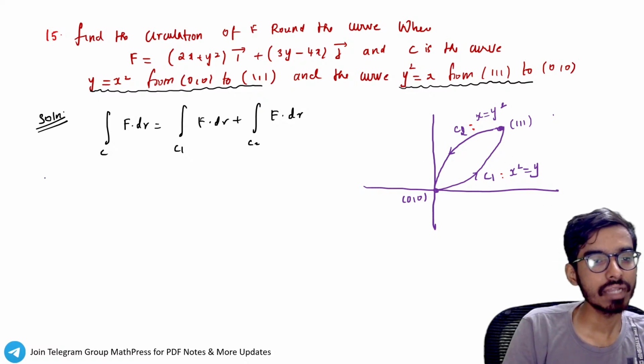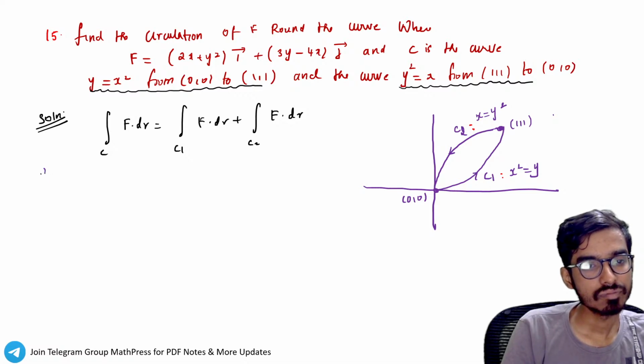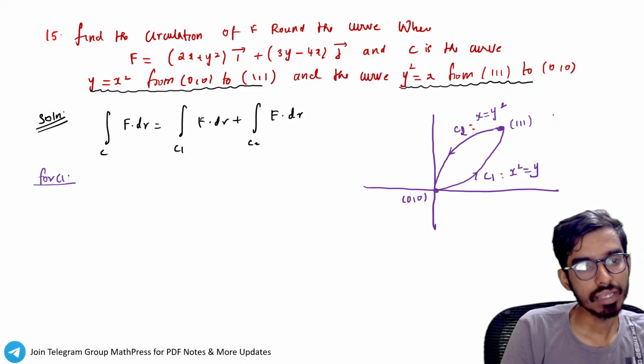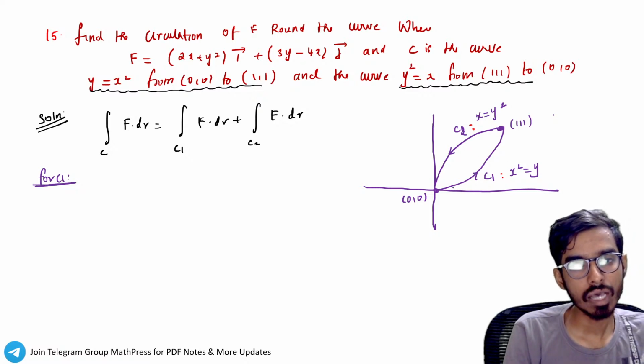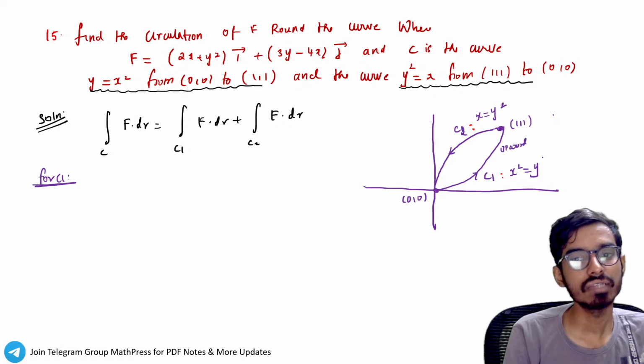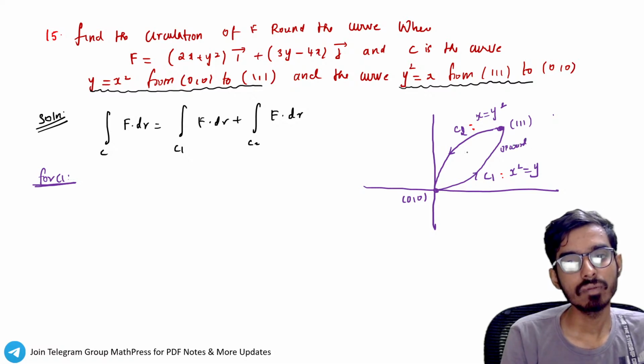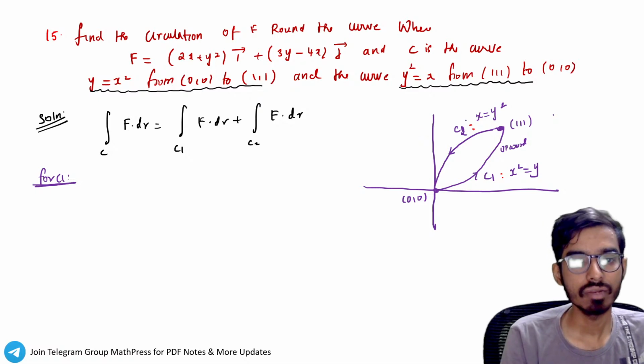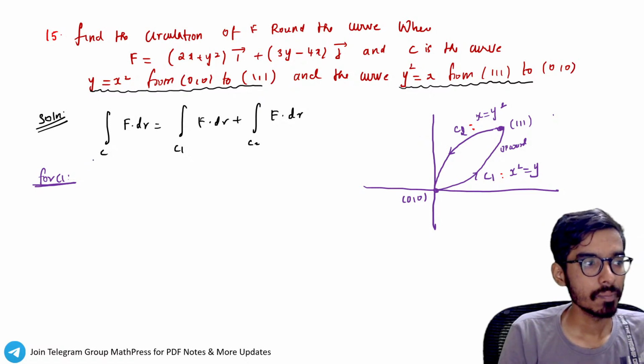Now we can easily do this. For C1, I think you can do it on your own. This is clear: this is an upward parabola, so x square is equal to something, and this is a rightward parabola, so y square is equal to something.